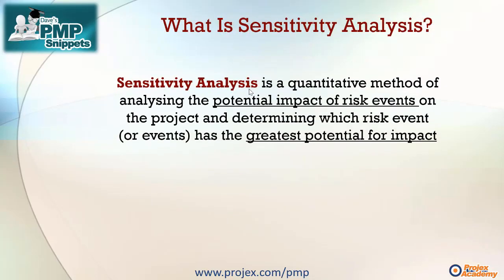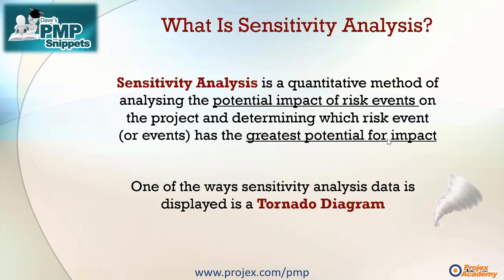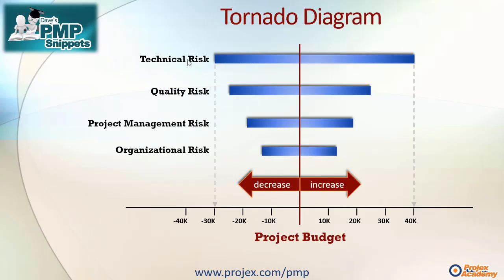Well, sensitivity analysis is a quantitative method of analysing the potential impact of risk events on the project and determining which risk event, or indeed several events, has the greatest potential for impact. Now, one of the ways sensitivity analysis data is displayed is on something called a tornado diagram, hence the title of this snippet. And in this case, I've taken examples of technical, quality, project management and organisational risk, although this could equally be replaced with, for example, different life cycle phases or stages within your project.